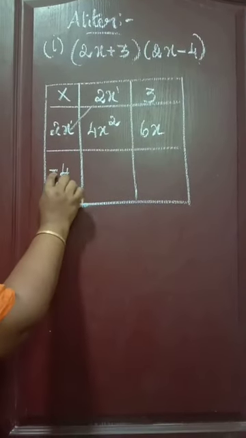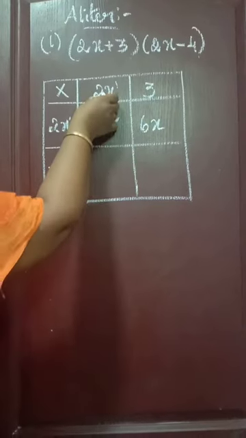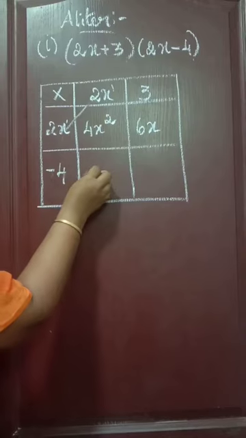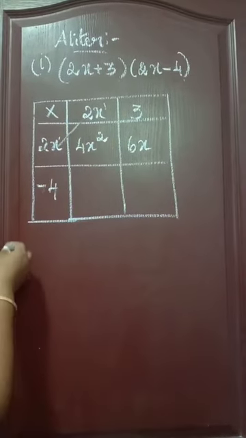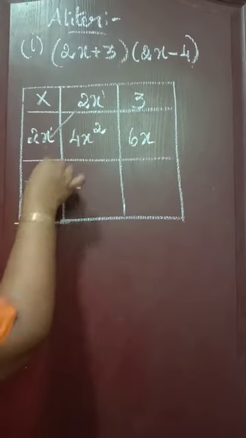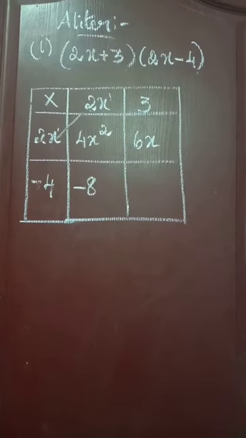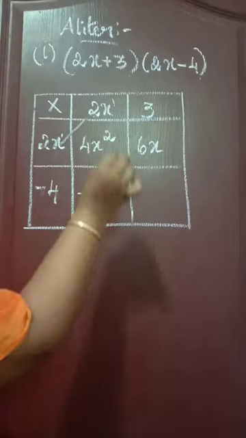Next, minus. You have to multiply this minus 4 with the 2x. So 4 2s are how much? 4 2s are 8. Minus 4 is there, so minus 4 into plus 2, minus into plus is minus, 4 2s are 8. What is the variable? Yes, x is the variable. Only one x, so I write 8x.